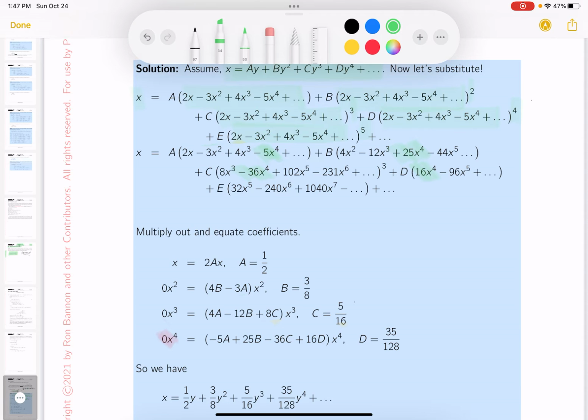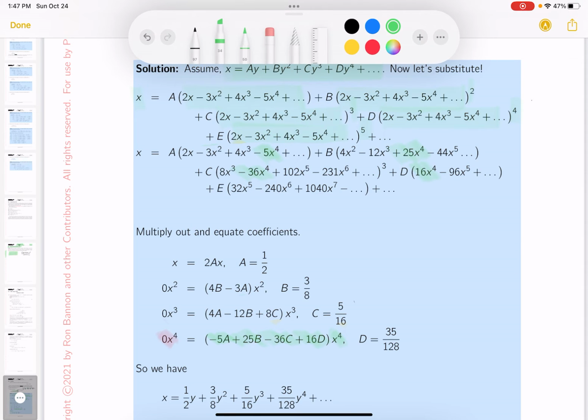So what am I seeing over there? Let me just go through that with you. So minus 5a. Again, we're talking about the 4th degree term. And then it's going to be 25b. And then what are you going to get? Minus 36c. And then you're going to get 16d. We're going to get d.